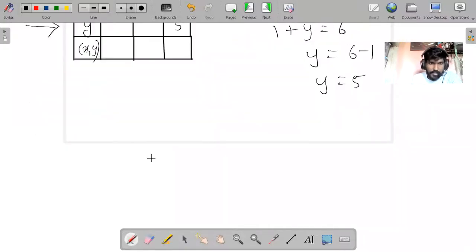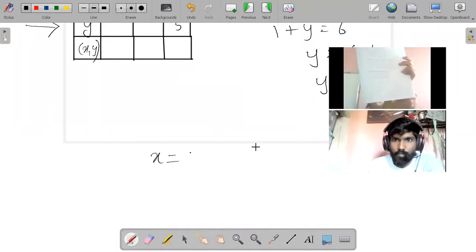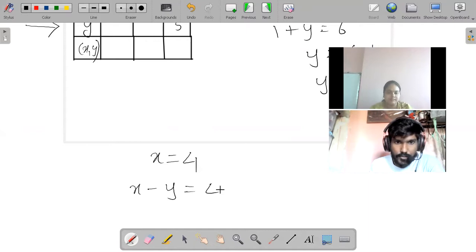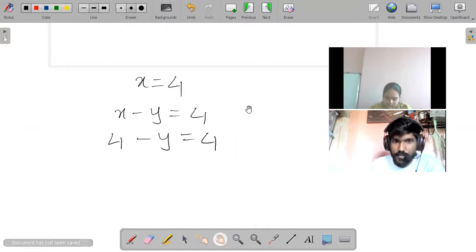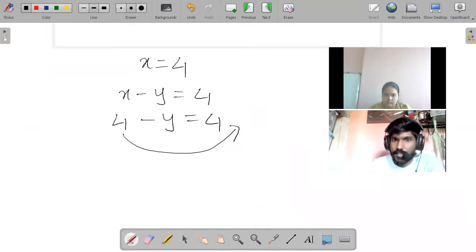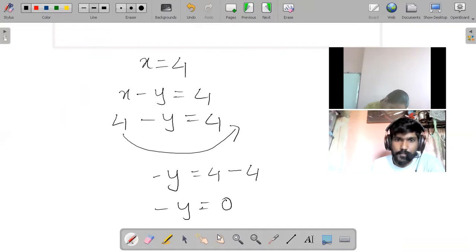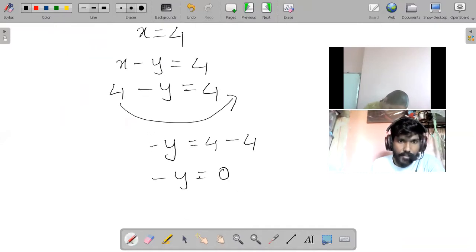Okay, the middle one is a little bit incorrect. You have taken x as 4. So it was x minus y is equal to 4, so it becomes 4 minus y is equal to 4. Now this 4 will go on the other side, the same way you did the last one, right? So minus y is equal to 4 minus 4. So minus y is equal to 0. That means y is 0.